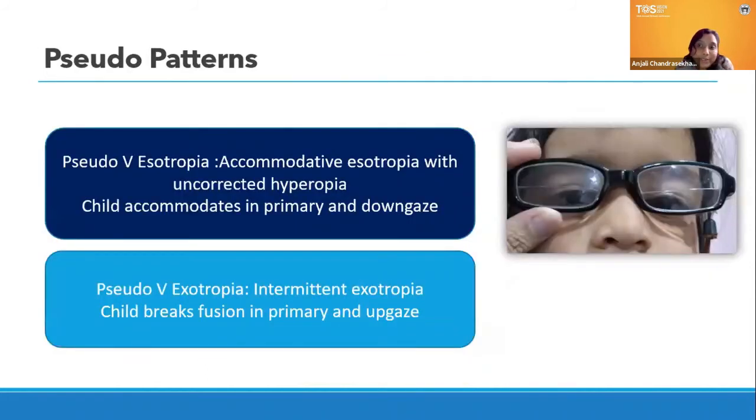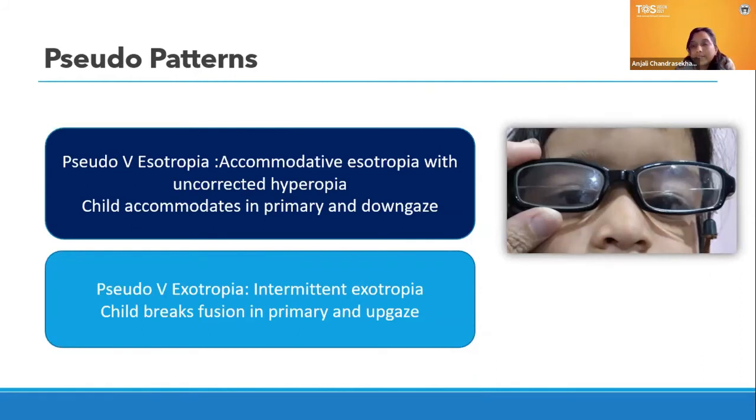So what is also important to remember is while measuring, we should not overdiagnose the case. So if you have cases of accommodative esotropia where the hyperopic error has not been corrected, and if we measure the child in down gaze, then it will look like a pseudo V.